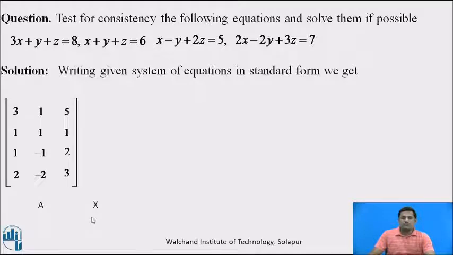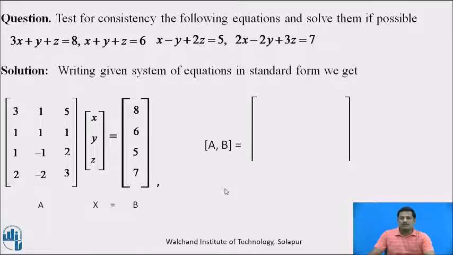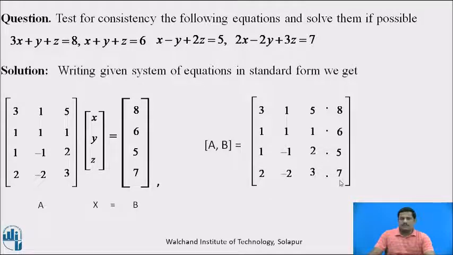Next, matrix of unknowns. Here, in all three unknowns x, y, z, their column matrix will be like this one. And finally, the constant matrix B. From each equation, the constants are 8, 6, 5, 7. Now, immediately we will consider the augmented matrix AB to convert it to echelon form. The augmented matrix AB is equal to, first of all, writing the coefficient matrix A. This is the coefficient matrix A, and now joining the constant matrix B. So this is the augmented matrix AB.